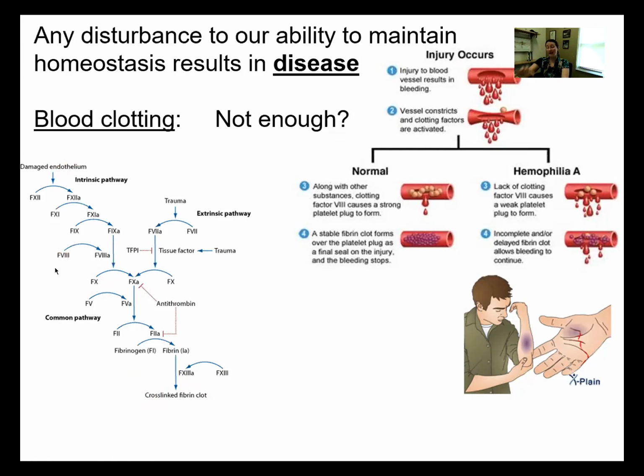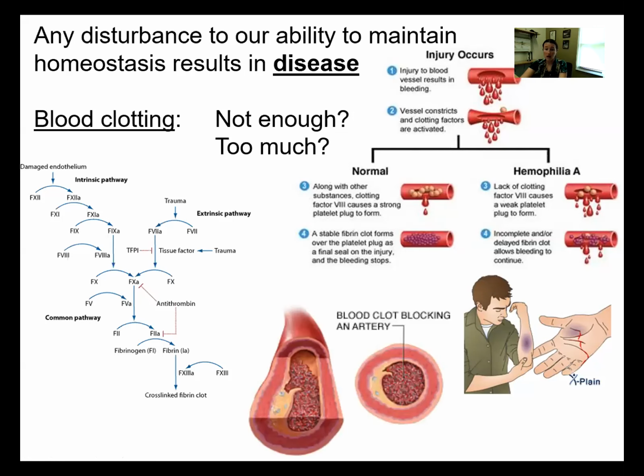And so that is going to stop this entire chain reaction, and so they cannot produce a full clot, right? So the disease, hemophilia, is produced by the inability to maintain homeostasis, just the right amount of blood clotting. On the other hand, if you have too much clotting, and this might be a little bit more familiar to all of us, you start forming blood clots in your vessels, right?